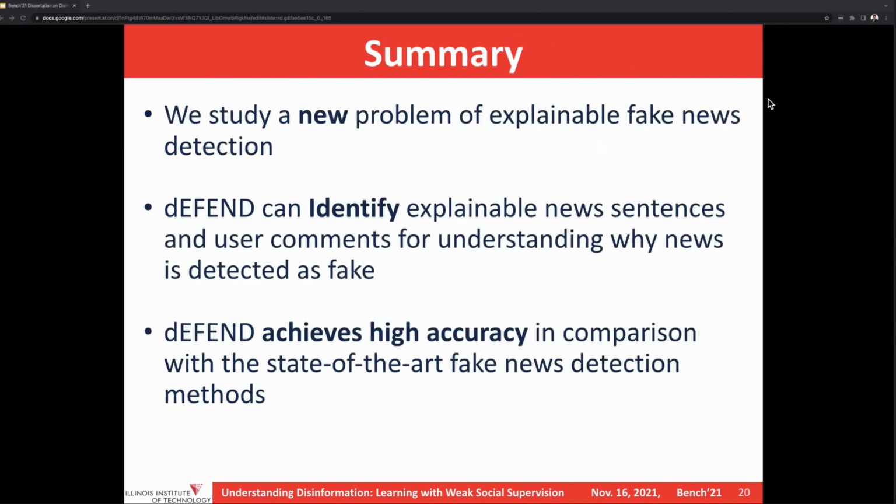To quickly summarize this work, we study a new problem of explainable fake news detection, the first work of this type. We also propose a model, DEFEND, that can effectively identify explainable sentences and user comments, and it achieves high accuracy compared with existing models.